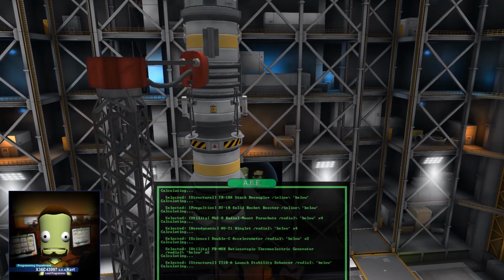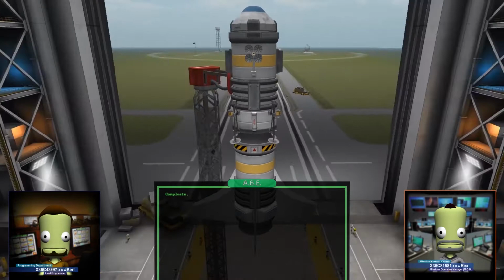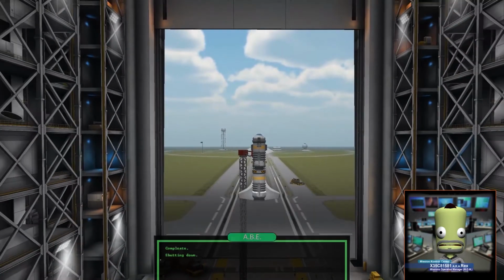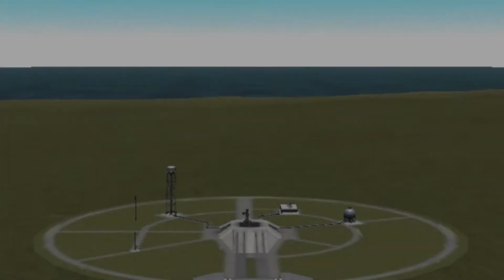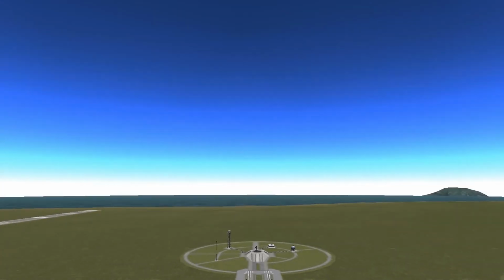Okay, that does it for the building process. Rex? It is time to get this rocket out to the pad. Push, push, push. I'm booting up Oda now.